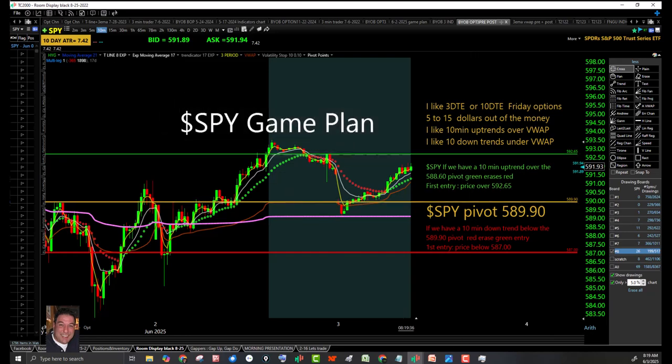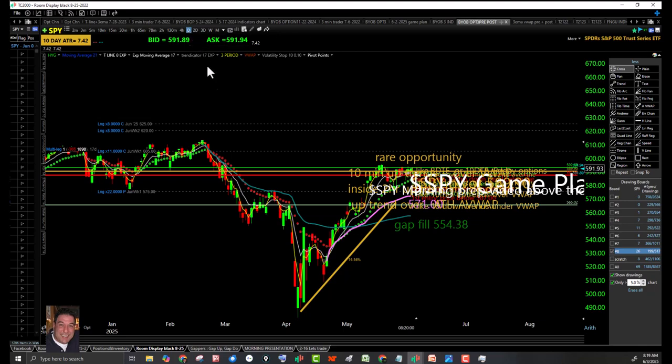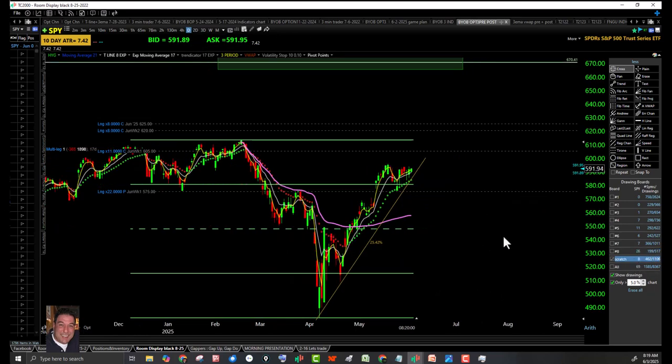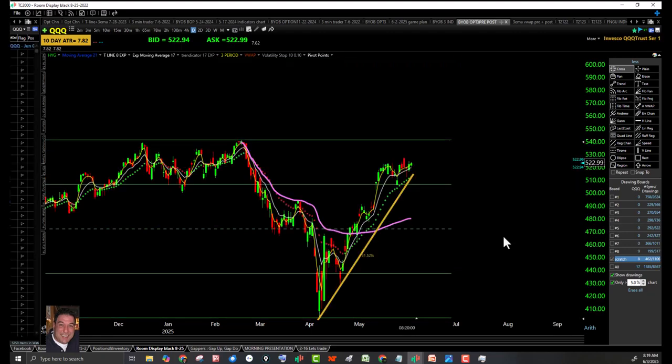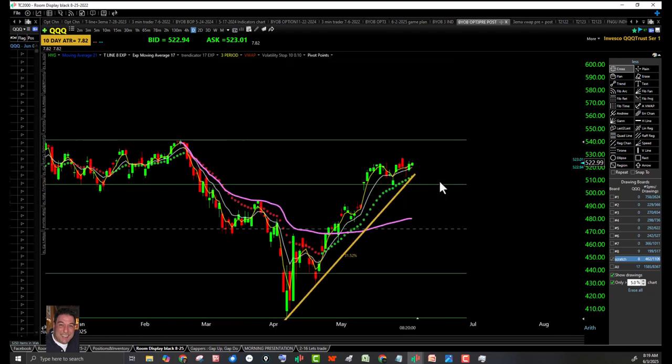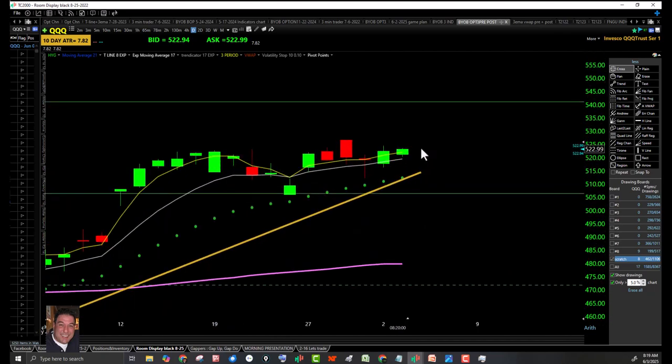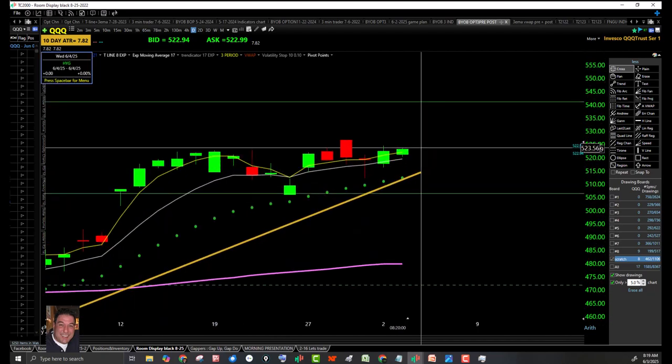All right, let's go take a look at the charts again. Let's start off with QQQ. All right, QQQ on the daily. Again, higher low, higher high, closing. Nah, QQQ didn't get a higher high. I thought they all did.